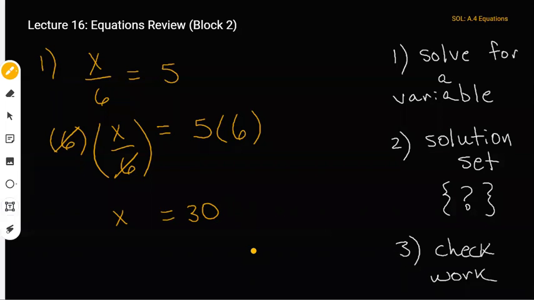So inside my solution set, I'm going to have the number 30, since that's what I figured out x is going to be. So I put that 30 inside of the solution set, and then I close it up. And now the last thing that I have to do is step 3, which is to check my work. When we check our work, we're always going to start off with the original equation that they gave us. And all we're going to do is let x be 30 and see what happens. We're going to do that on the next slide.